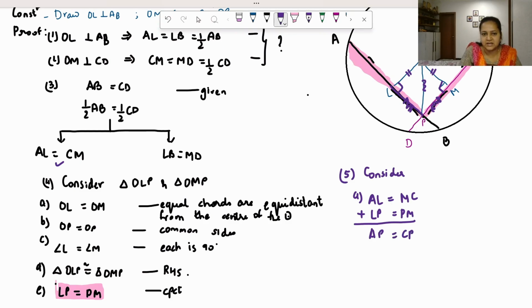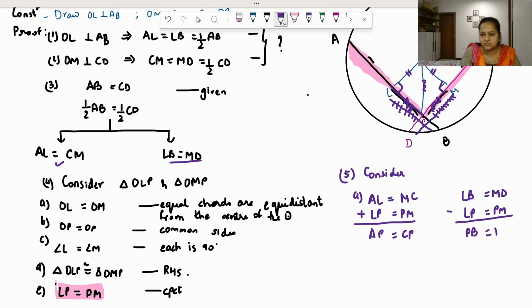Likewise, if instead of taking AL, I've taken LB is equal to MD, this part. And again, we have LP is equal to PM. But this time, instead of addition, if we subtract. Now look at this. We have LB. From that, we are subtracting LP. So we are left with PB. Similarly, we have MD. From that, we are subtracting MP. So we are left with DP.